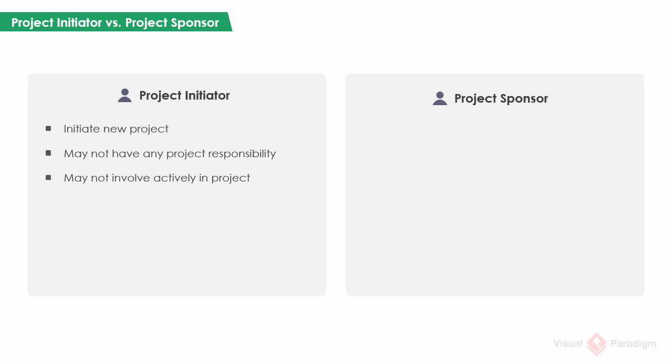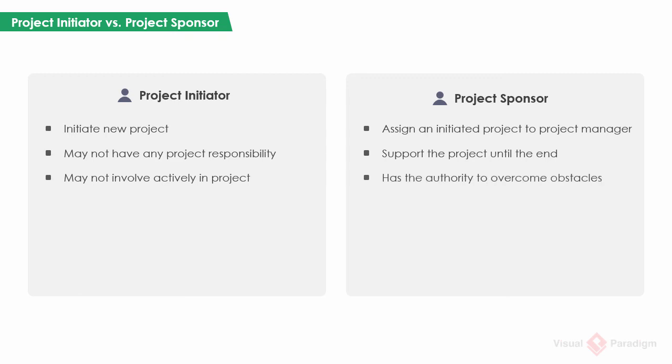Once the project has been initiated by the project initiator, the project sponsor takes the role to assign the project to the project manager, and to support the project continuously until the project is complete. The project sponsor has the authority to overcome major obstacles to completing the project, which includes defining project goals, securing resources, and resolving conflicts. He or she approves the project proposal and the project charter, and provides the formal sign-off for acceptance of a project's final deliverables.